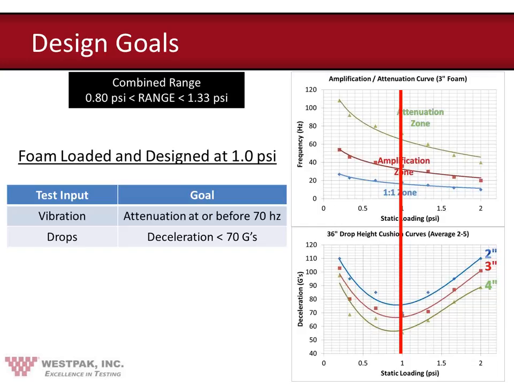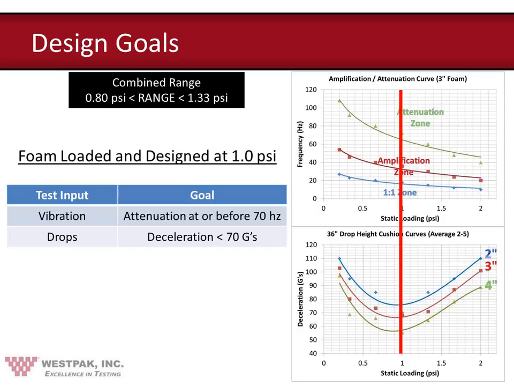And what does that mean for us? Let's just make sure these values check out. The first criterion, vibration: we're going to look at where the line intersects the attenuation zone. If you look at that, it intersects at around 65 Hertz. Our first criterion is that for vibration, attenuation occurs at or before 70 Hertz. So 65 Hertz is less than 70 Hertz, and that is satisfied.